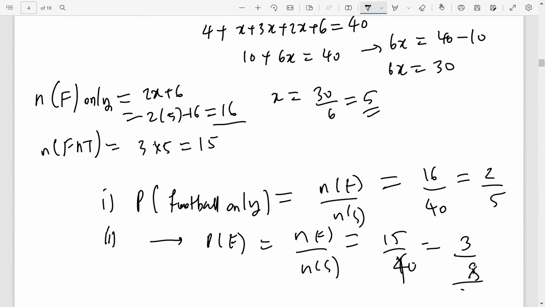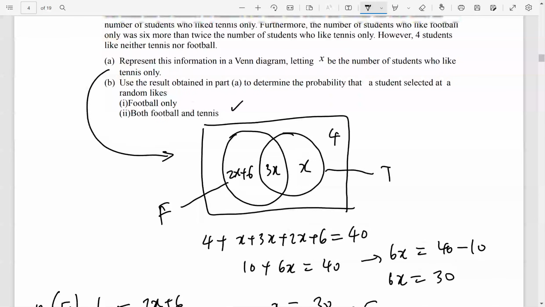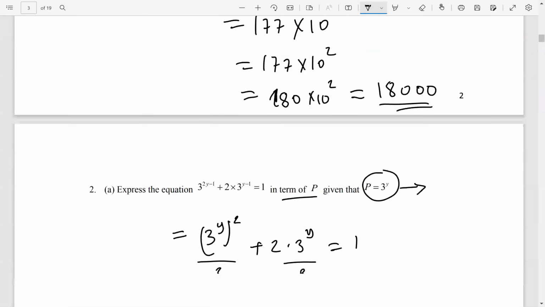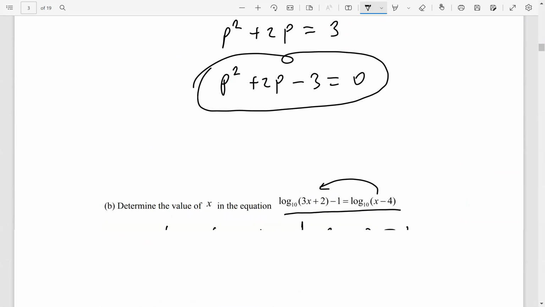So this is how we were supposed to attempt the first 3 questions. So we're going to end at this point. Till next time, dear students, when we will continue with question number 4 and so forth.